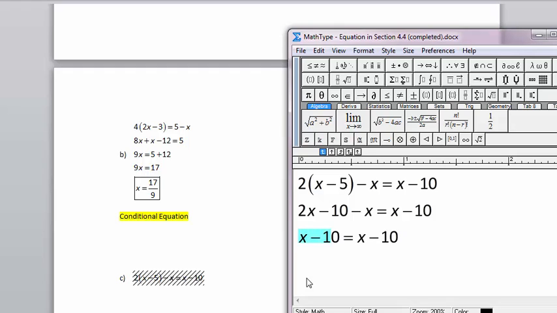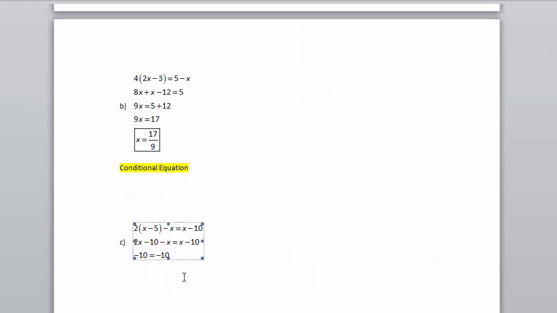So we can kind of already see it happening right here. We have the same exact thing on both sides of the equation. So when I subtract the x from both sides to solve, the x's are going to eliminate, and it's going to leave us with negative 10 equals negative 10. Negative 10 equals negative 10 is a true statement. So this type of equation is an identity. And the answer is all real numbers.